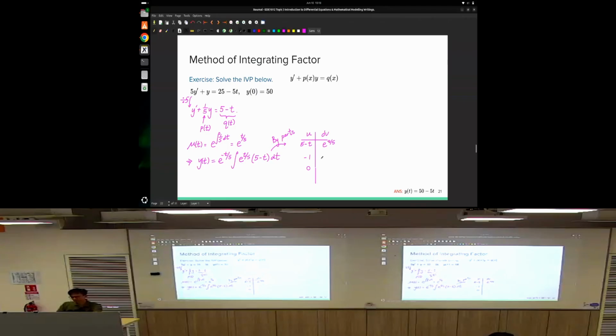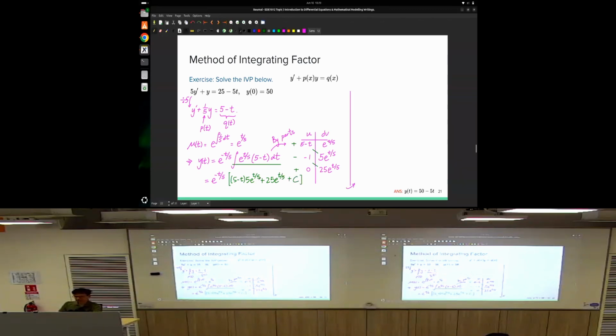Then integrate this. If you integrate, you get 5. Integrate again, 25. So by parts, we recall from your Math 1. Now tie shoelace and put a plus minus plus. Therefore, you are going to get the expression which is plus (5 minus t) times 5e to the t over 5. Minus minus, so plus 25e to the power of t over 5. Remember to put plus c, because it's an indefinite integral.